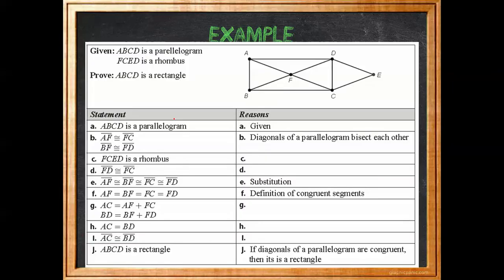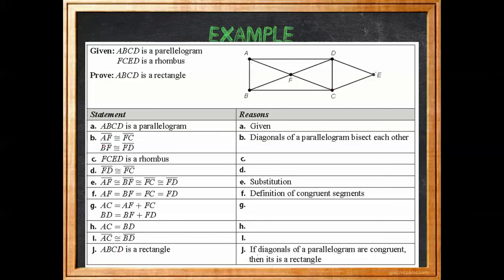All right, on this proof right here, okay, it says ABCD is a parallelogram and FCED is a rhombus. We want to prove that ABCD is a rectangle, okay? So what we're trying to prove, if you look down here at the last statement, it says if diagonals of a parallelogram are congruent, then it's a rectangle. So what we are trying to prove here is that BD is congruent to AC, okay?